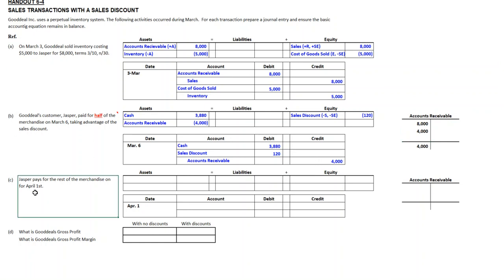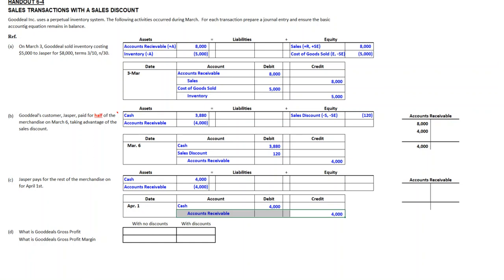And we're told that Jasper pays for the rest of the merchandise on April 1st. So on April 1st, it's outside the discount period, so we're going to expect to get $4,000 in cash. So we have an increase in assets of $4,000 and a decrease in accounts receivable of $4,000. We record that increase in assets or cash with a debit to cash of $4,000, the decrease in receivables with a credit to accounts receivable of $4,000.